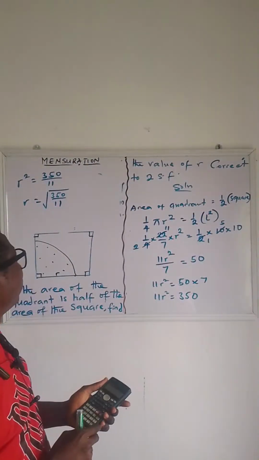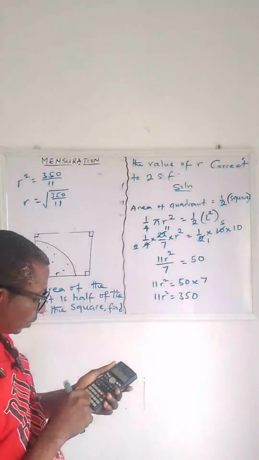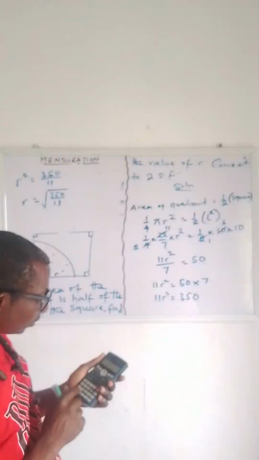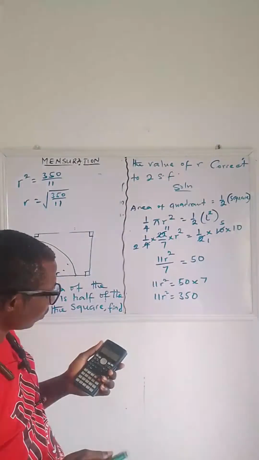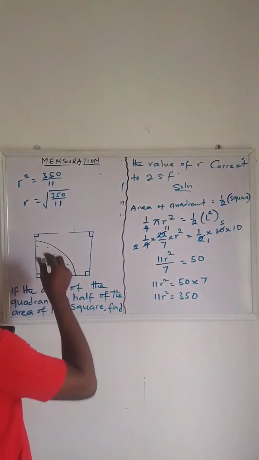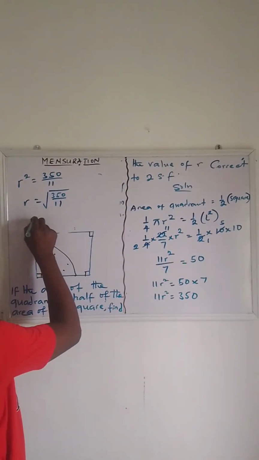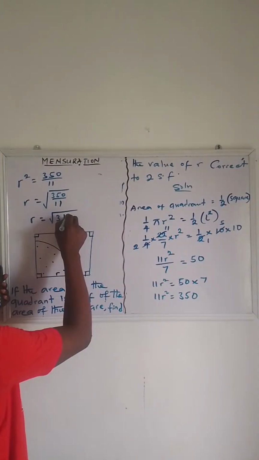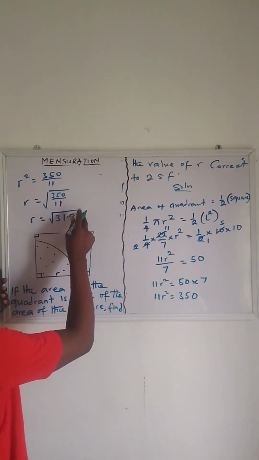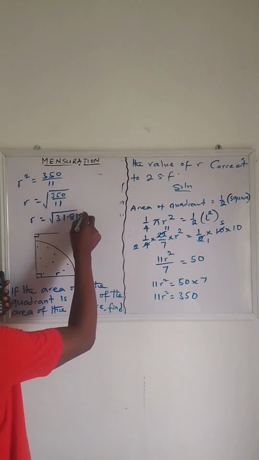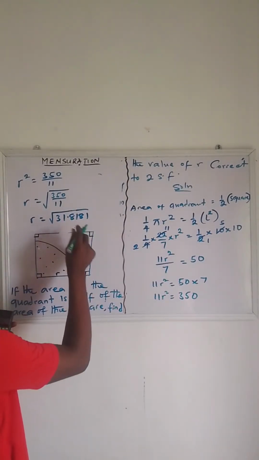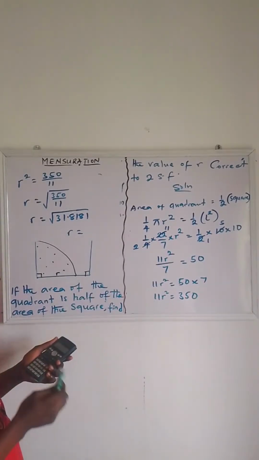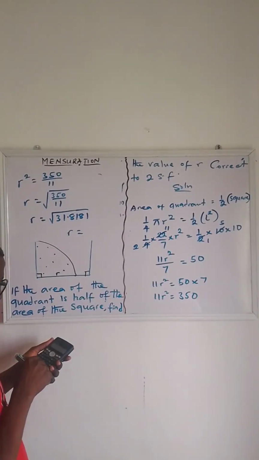So you can divide that, 350 divided by 11. So what do we have? We have 31.81. So that's r equals the square root of 31.8181 and so on. So therefore r, which is the radius, let's find the square root of the answer now.